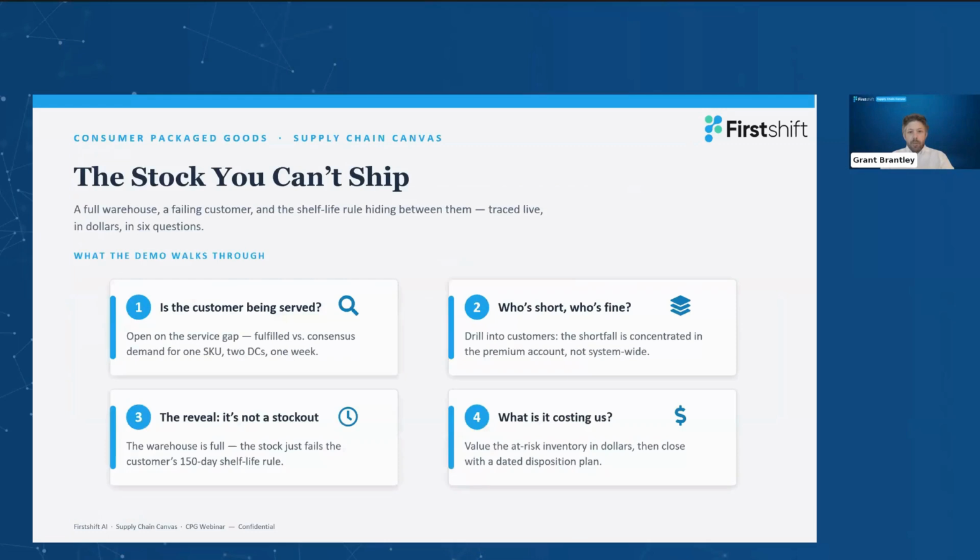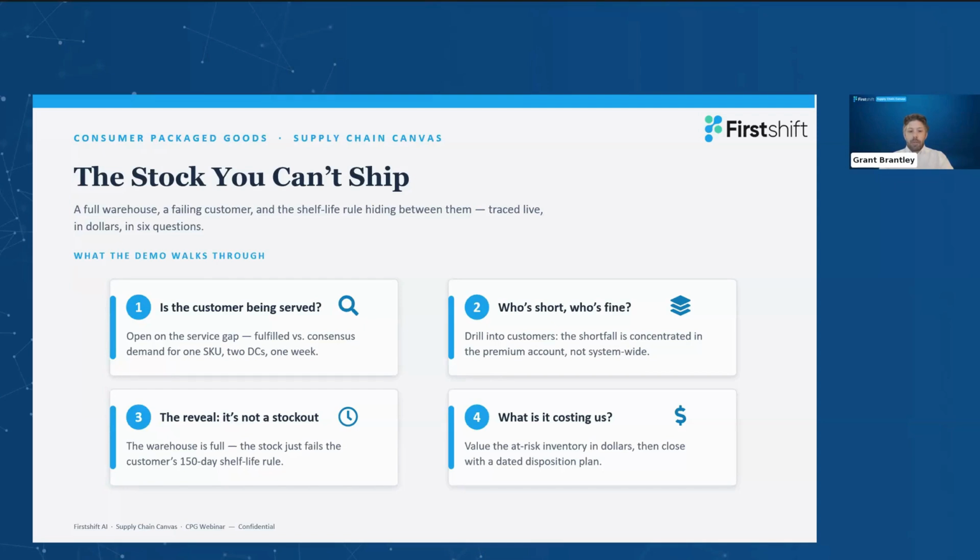Now, in this case, what we'll see is really more about the service failure for one of our biggest customers. So we want to know, is our customer actually being served? If not, then where are we short and what's the issue? So drilling down into it at this point, if we're not fulfilling demand, the obvious thought is we must be short or not have the inventory available.